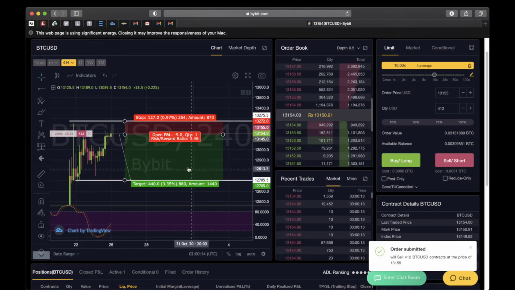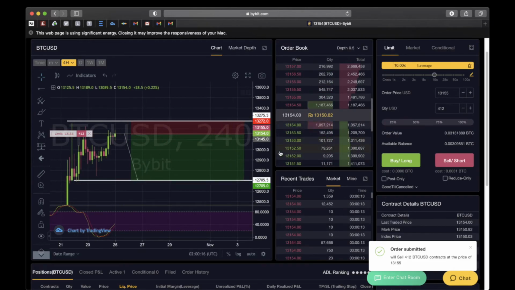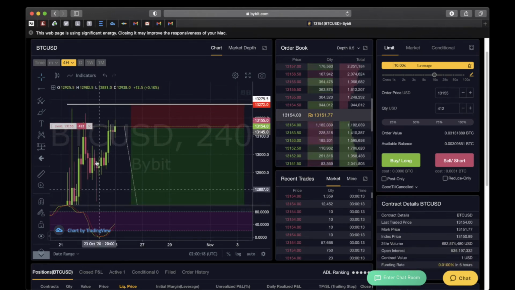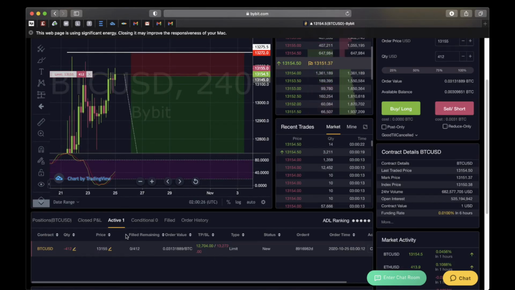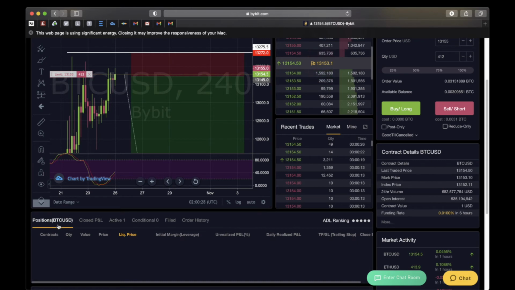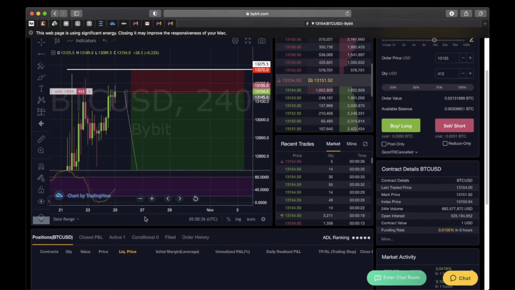So I've confirmed the order. This is the order. So it has not filled yet. So once it fills, you see it in this position area, right? So that's how it works. So wait for it to fill.